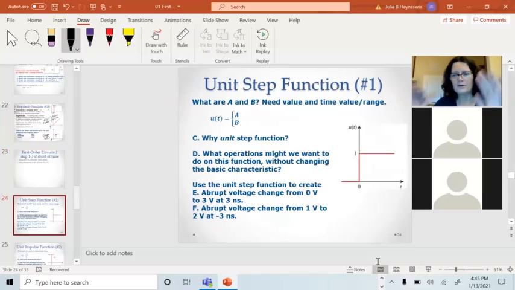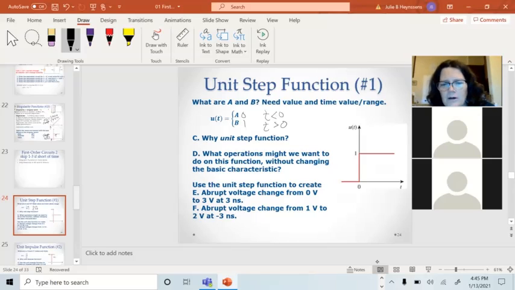So here we go. I'll go through this a little bit better this time. U of t, mathematically, you get this little equal sign in the brackets. It's going to equal 0 for t less than 0, and it equals 1 if t is greater than 0. That's a little bit neater. And we call it a unit step function because it goes up to a value of 1.